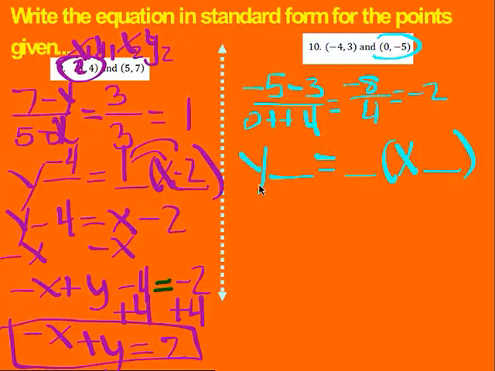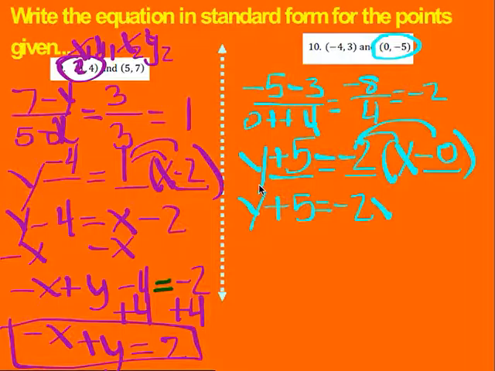So I'm going to use that second point. Since it's a minus 5, I'm going to go ahead and add 5. Then I'm going to put my slope of negative 2 here, and then I'm going to have minus 0 here. So first thing I'm going to do is distribute in that negative 2. So I get y plus 5 is equal to negative 2x, and then negative 2 times 0 is just 0.